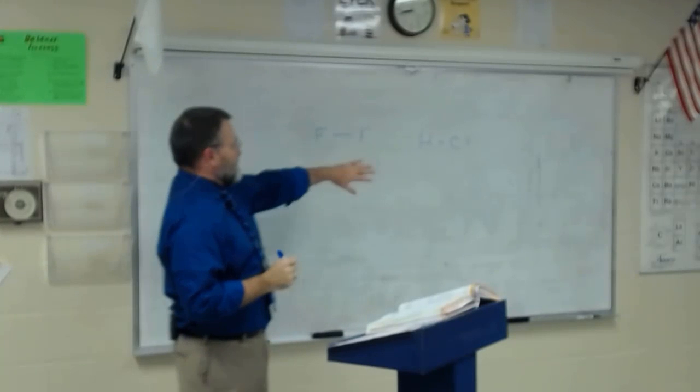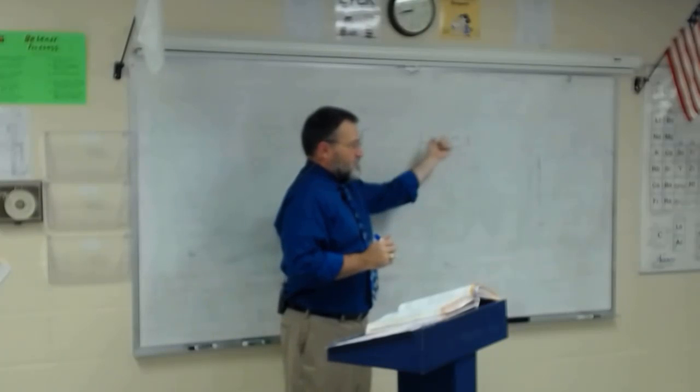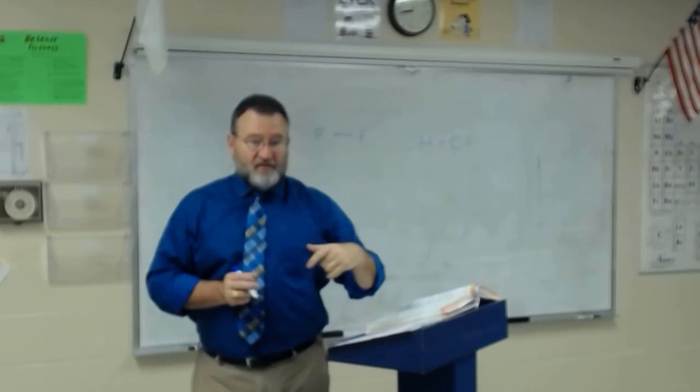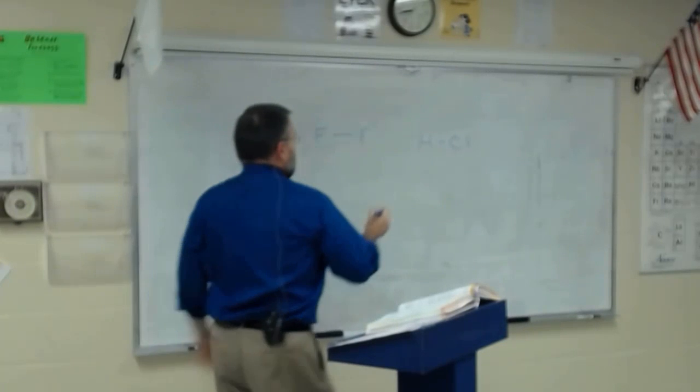Chlorine is also a column 7A element, so it has 7 valence. It shares one with hydrogen. Hydrogen's octet of 2 is satisfied. Chlorine's octet of 8 is satisfied. And they also share 2 electrons.